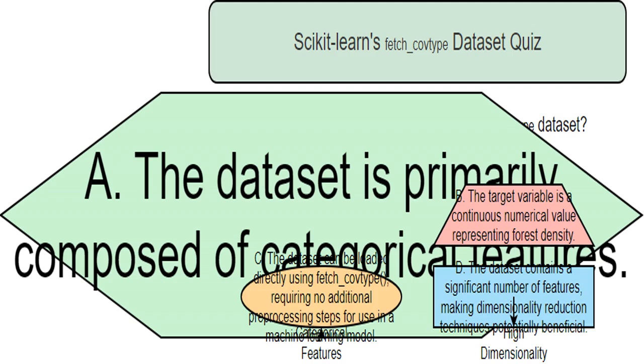This statement is false. The target variable in fetch_covtype isn't a continuous numerical value representing density. Instead, it represents the type of forest cover, which is a categorical variable, meaning it takes on a limited number of distinct values representing different forest types.